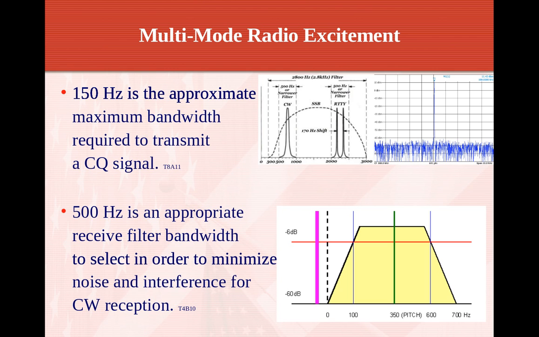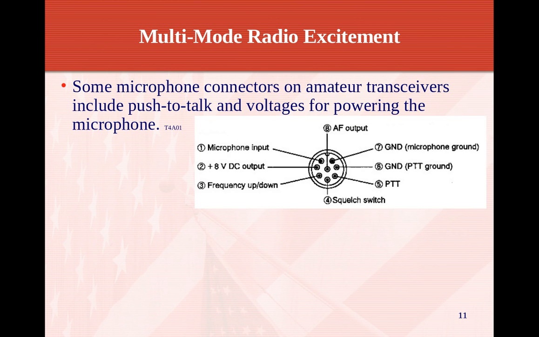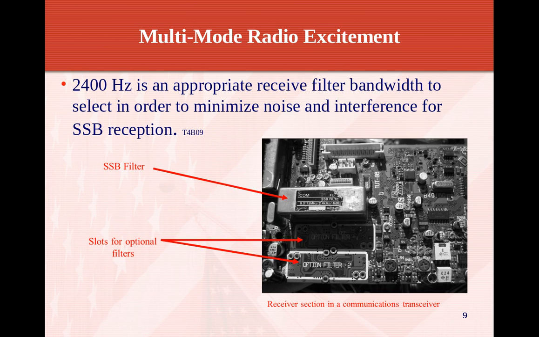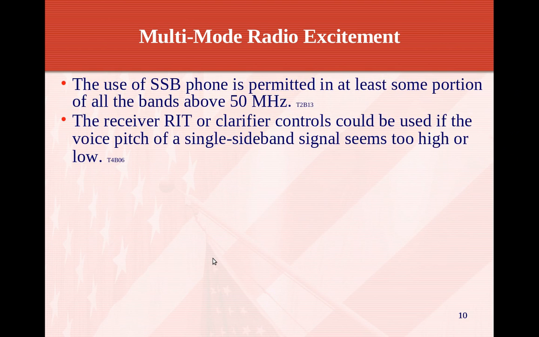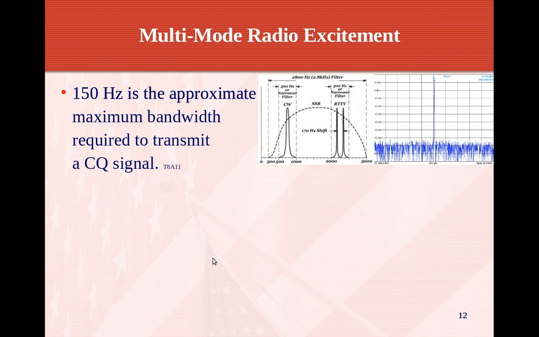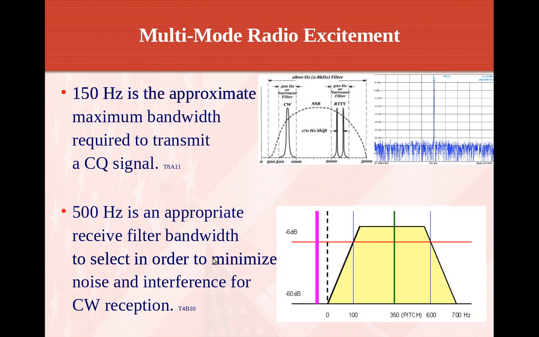So if you looked back in the previous slides, a lot of HF radios have optional filters that you can put in. This one has option filter 1, option filter 2. So if you work a lot in single sideband, you can have a couple of sideband filters in here, or if you work primarily in CW, you can have a couple of CW filters, or mix and match. One for single sideband and one for CW. And there's a lot of options you can do for the HF radios for filters. And you can make your own filters too.